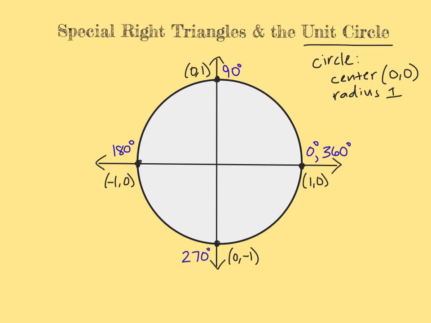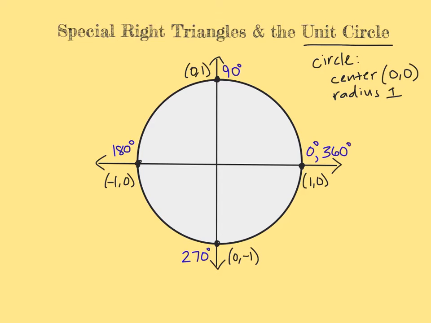Now, what about other important degrees on the unit circle? Well, what if we split between 0 and 90? What would that halfway point be? We know that that's 45. We can do that in each one of these 4 quadrants, and that's why a 45, 45, 90 triangle is so special. We can also go up 30 degrees or 60 degrees and create the 30, 60, 90 right triangle. So that's what we're going to look into next.